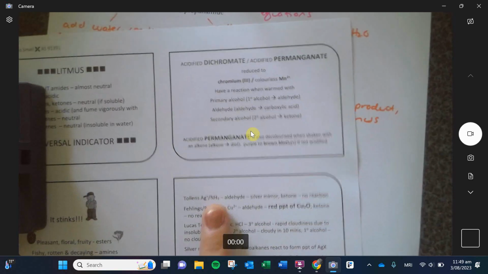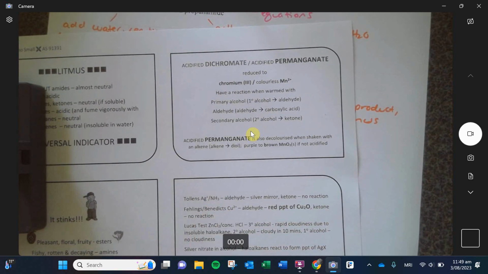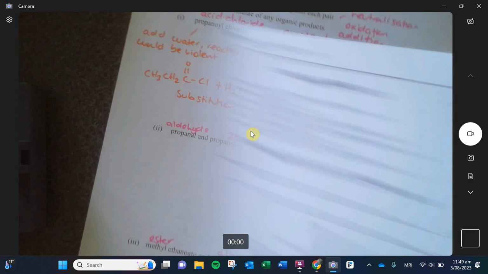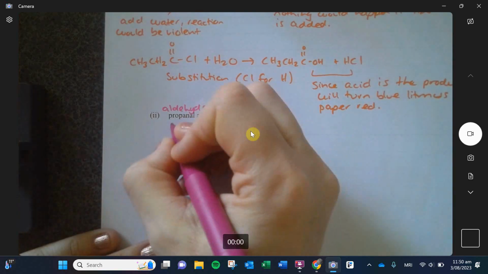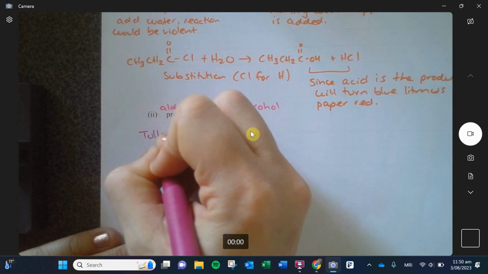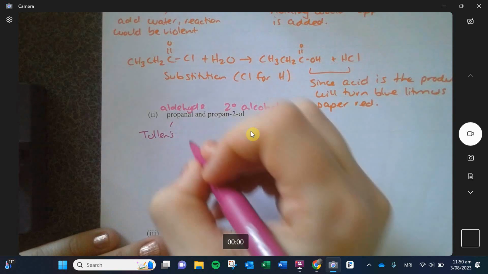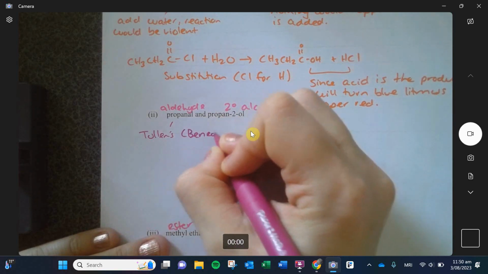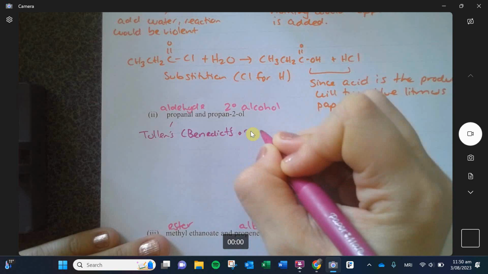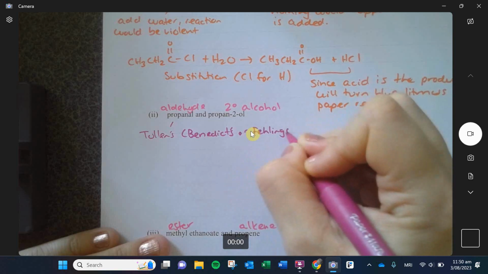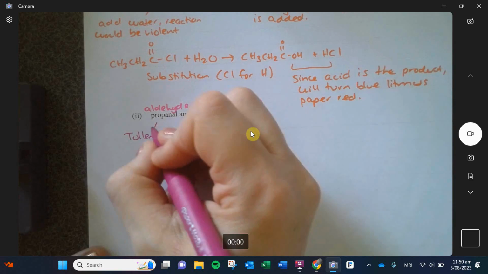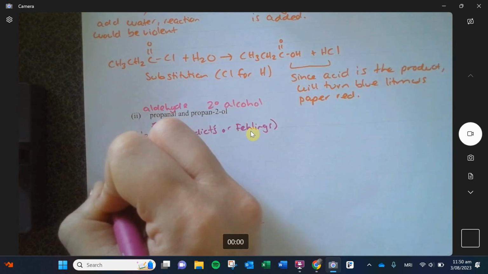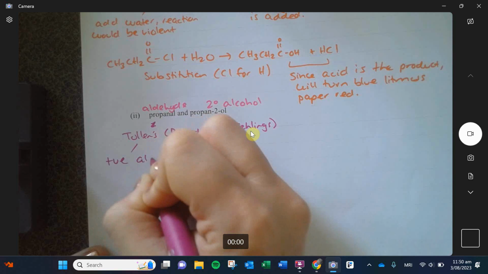So I need to use either Tollens or Fehling's or Benedict's to figure that out. So we would use, you can choose any of them. You only need to do one of the reagents. So you can say that we're going to use Tollens, or you could also say you're going to use Benedict's or Fehling's. All of those would work. And we would see a positive result for the aldehyde.